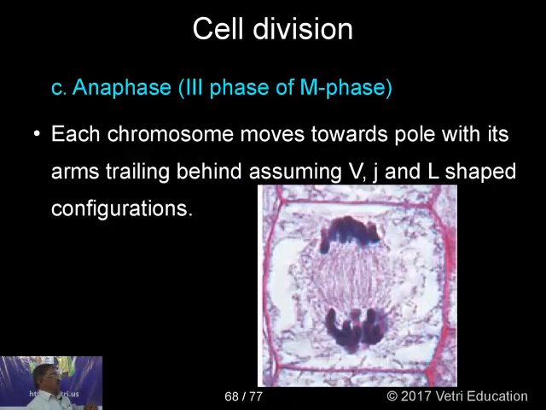So each chromosome moves towards the pole with its arms trailing behind, assuming a V shape and L shape. The chromosomes may move like this, a V shape or U shape, or sometimes an L shape, as they move to different poles. In this diagram, they have completely moved to different poles.